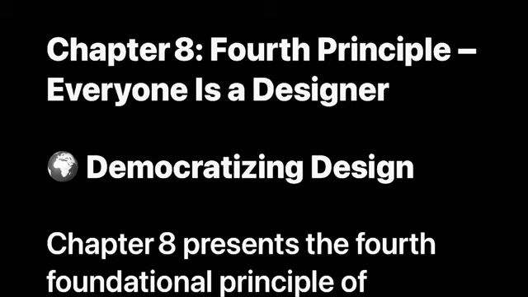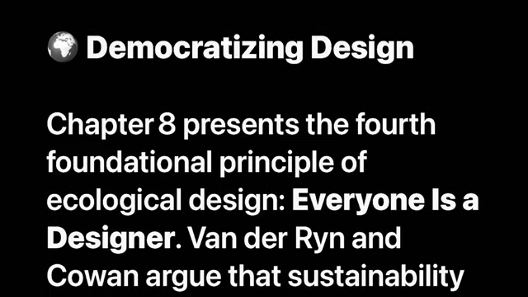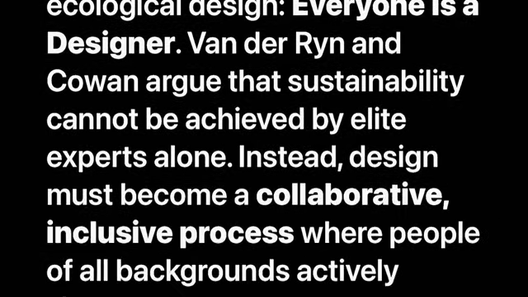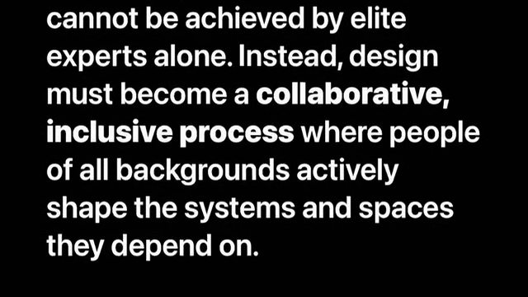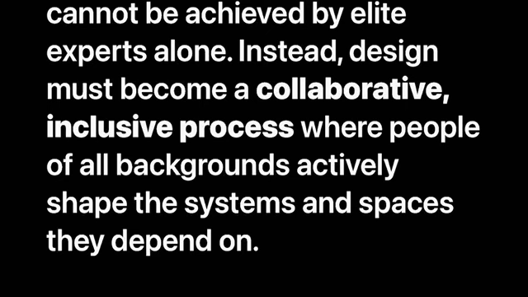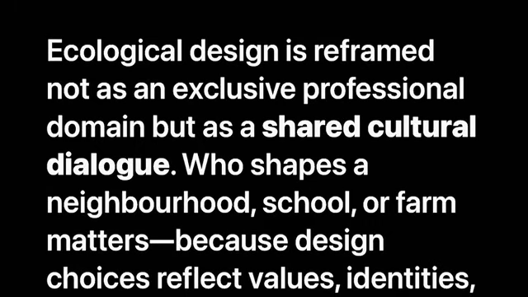Chapter 8, fourth principle: everyone is a designer. Democratizing design. Chapter 8 presents the fourth foundational principle of ecological design. Everyone is a designer. Van der Rijn and Cowan argue that sustainability cannot be achieved by elite experts alone. Instead, design must become a collaborative, inclusive process where people of all backgrounds actively shape the systems and spaces they depend on. Ecological design is reframed not as an exclusive professional domain, but as a shared cultural dialogue.